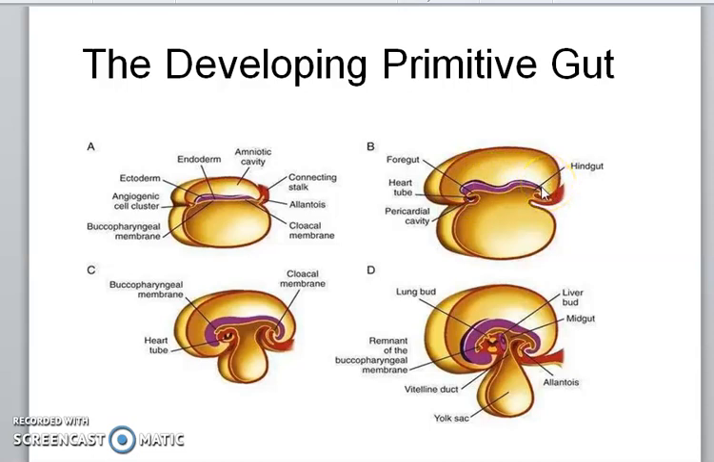a blind ending tube. Look at this ending tube, the hindgut here, and now the foregut. So the primitive gut forms a blind ending tube called the foregut, this portion, and then the hindgut, respectively. The hindgut could also be referred to as the cloacal portion, or the caudal portion, while the foregut can also be referred to as the cephalic portion or the buccopharyngeal portion because it represents the upper part, while the cloacal represents the lower part.